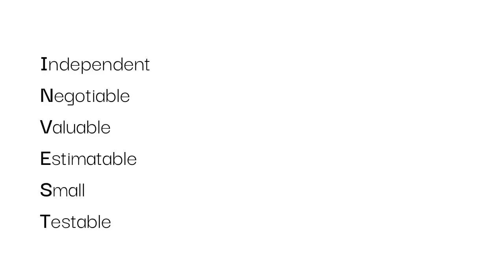An acronym that will help you craft better user stories is INVEST. The I in INVEST stands for independent, the N stands for negotiable, the V stands for valuable, the E stands for estimatable, the S stands for small, and the T stands for testable. I is for independent. So we want our user stories to be independent of each other and not really dependent on each other. The N stands for negotiable.